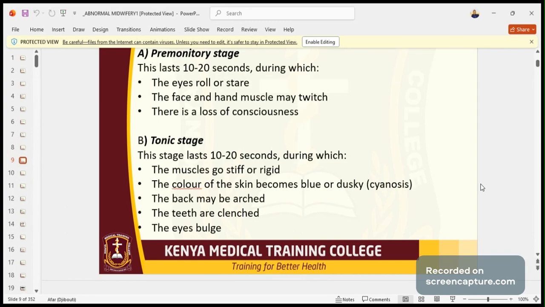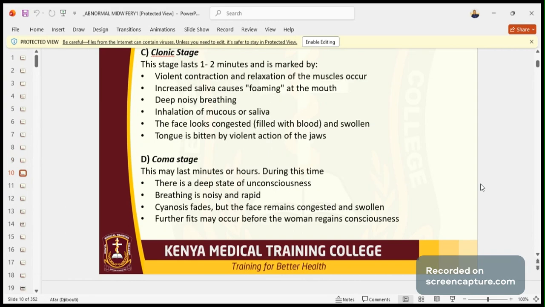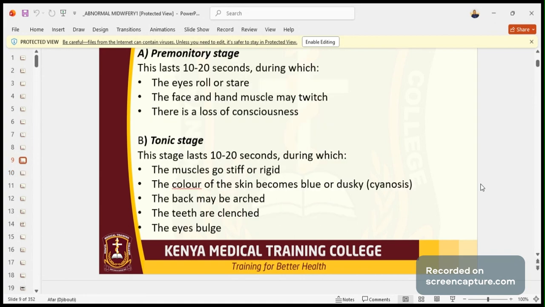So we have the premonitory stage, then tonic stage. After tonic stage, we get clonic stage, then coma stage. In the premonitory stage, the eyes roll, stare, the face and hand muscles may twitch. There is a loss of consciousness. And then tonic stage, the muscle goes stiff or rigid, okay? And the color of the skin becomes blue or dusky. That is cyanosis. Circulation, I mean the muscles of the vasculature are also contracting, so circulation is impaired. The back may ache, and the teeth are clenched, and the eyes bulge.